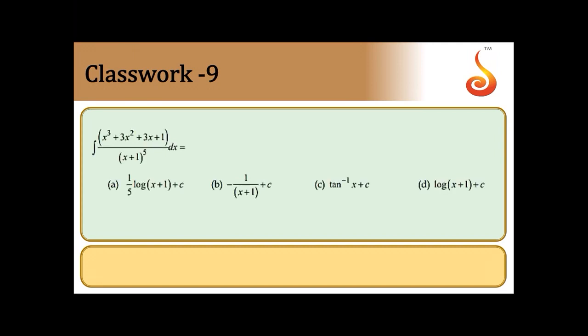Coming to the next one, integral, the numerator is x plus 1 whole cube, denominator x plus 1 to the power of 5. I can write this one as the integral of x plus 1 taken whole cube divided by x plus 1 to the power of 5 dx. And of course, this is nothing but 1 by 1 plus x taken whole square dx. The answer is minus 1 by 1 plus x plus constant. So, the answer is B.